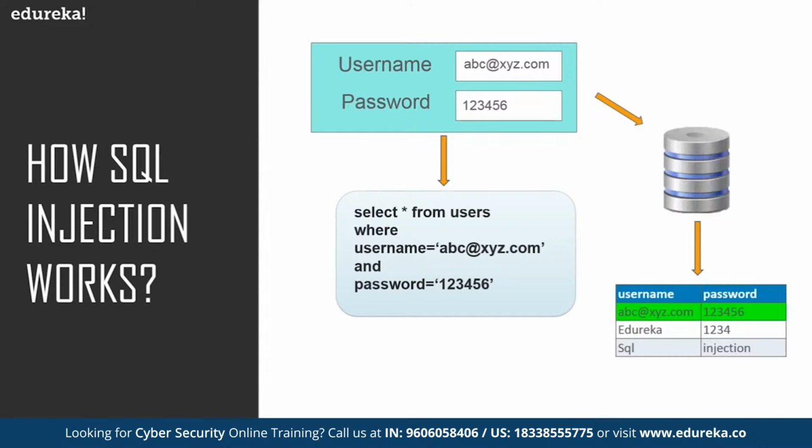When this SQL query is generated, if there is a user with the username abc@xyz.com and the password to that username is 123456, then that particular row is returned. And if there is no user with this particular username and password, then no rows or values are returned. So basically, if this SQL query returns some value, a true value, then the login is successful. And if it returns a false value, then the login is unsuccessful. So this is how it actually works.